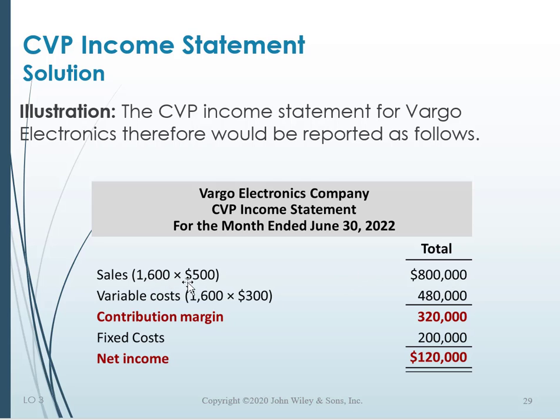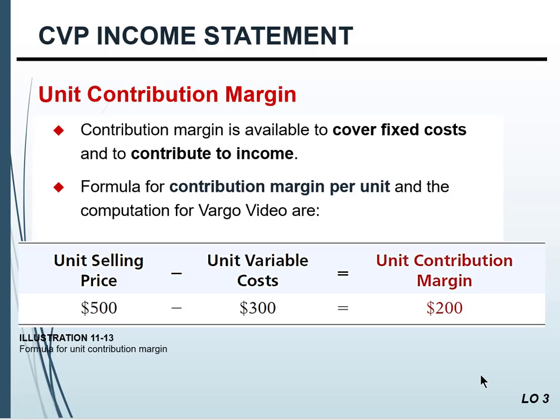Well, we sold 1,600 units at $500. $800,000 is sales. Variable cost, 1,600 times 300, is $480,000. So the contribution margin total is $320,000. So now this company has $320,000 to cover the fixed cost. In this case, fixed costs are $200,000. So the profit or the net income is $120,000. So how can we discuss this a little bit further or break it down into a little deeper detail?